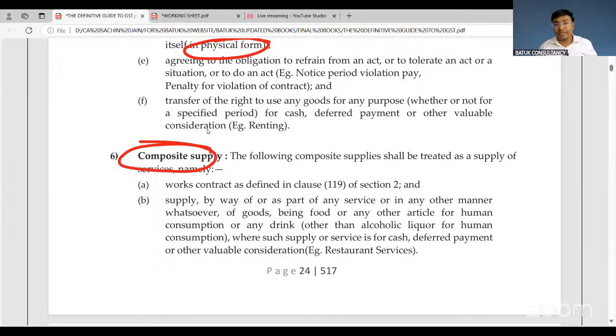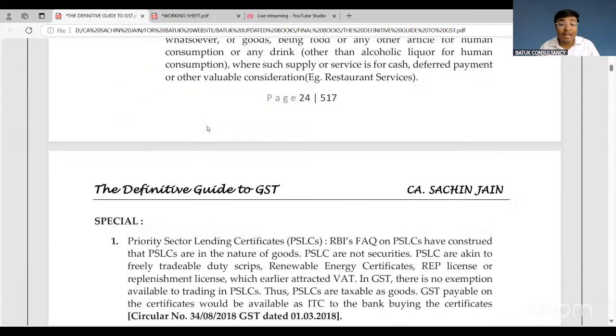First example, works contract. Second example, restaurant services. Because whenever we go to CCT or any other restaurant, we are enjoying the atmosphere. We are enjoying the services provided by the restaurant. We are also enjoying the food which has been provided by the restaurant. That means the restaurant is providing the food as well as the services. So it will be a composite supply. We'll discuss in a very detailed way about composite and mixed supply as well.